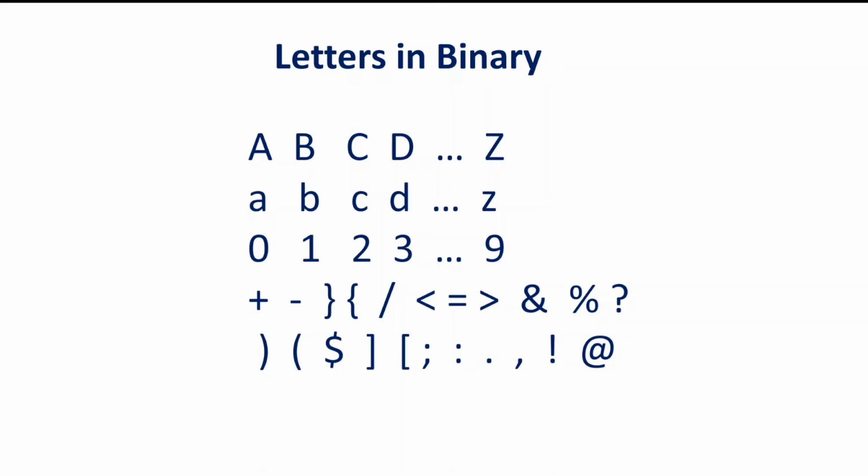Next, we need to see how the letters are represented in the binary number system. In English, we have 26 uppercase letters, 26 lowercase letters, digits 0 to 9, and there are some symbols like plus, minus, open and close braces, etc. Likewise, there are approximately 120 letters used in the English language. Now, our problem is we need to represent all these letters in binary.